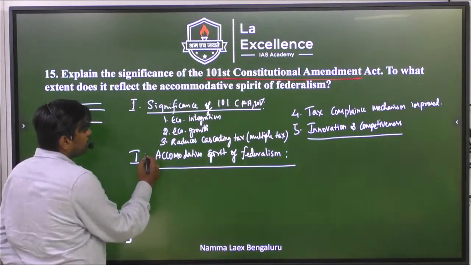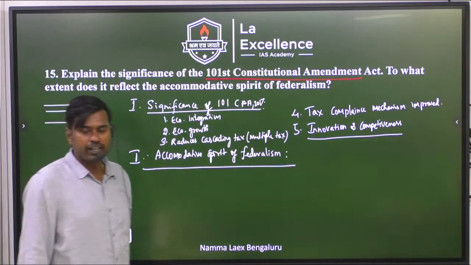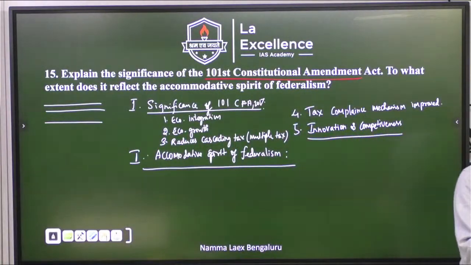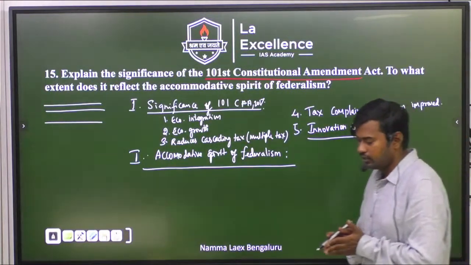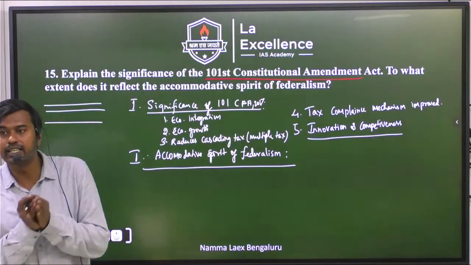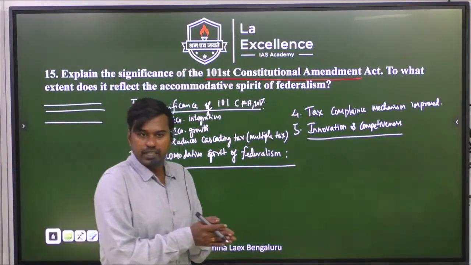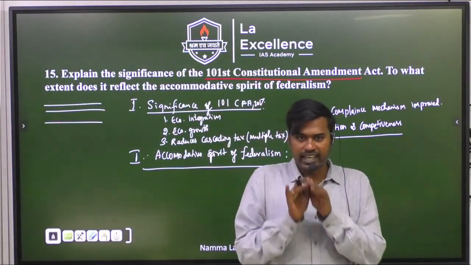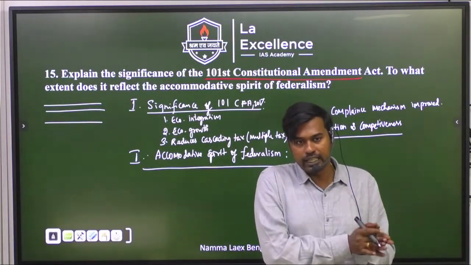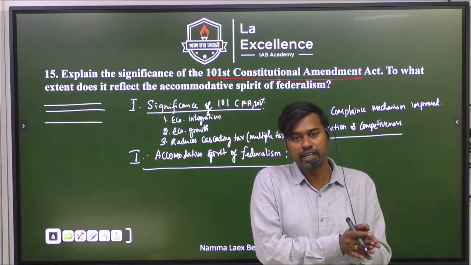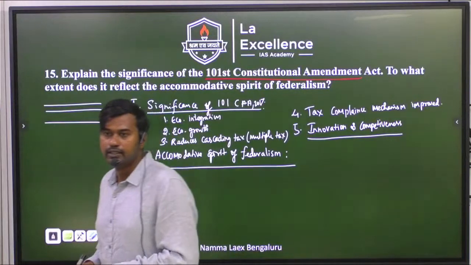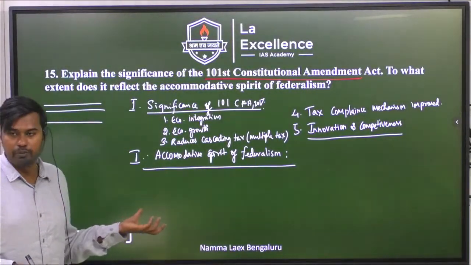Now coming to the accommodative spirit of federalism. Federalism means what? Federalism is nothing but sharing of power between the center and the states. So how do we do that? We do that by creating the center list, state list and concurrent list. Is it clear? Center list means only the central government can make laws on that. State list means only the state government. Concurrent list means both center and state can make laws, but in case of dispute, central government laws will prevail. Is it clear? Yes, so it is about division of power between the center and states.